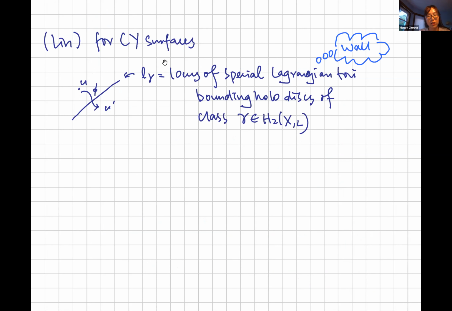So here let's talk more about the wall, which is for a Calabi-Yau surface. Again, here I have 2 points in the base. When I move along, we look at the locus of Lagrangian tori bounding holomorphic disks.